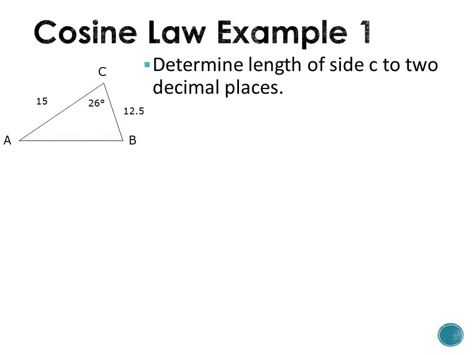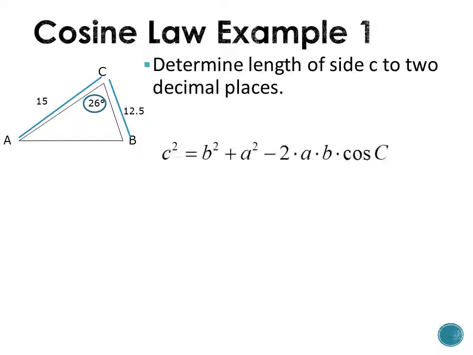All right, so here's the example we're going to try. You can see we have triangle ABC, and you can see that we've been given side B and side A, and we're also given angle C. So since we're looking for side C, we're going to use the arrangement of the formula like this. C squared equals B squared plus A squared minus 2AB cos C.